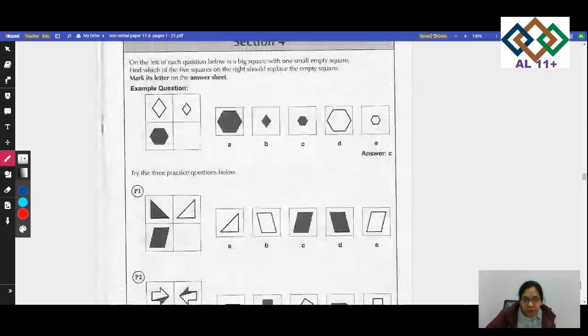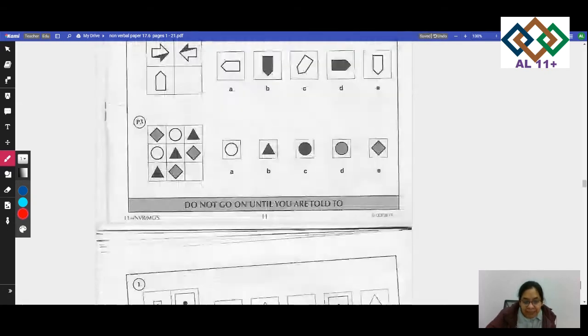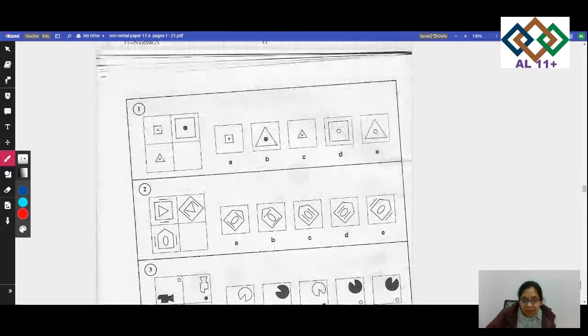So we are on section 4 now. You have to complete the grid. So let's do it.